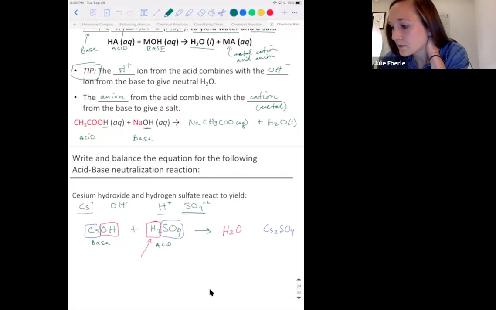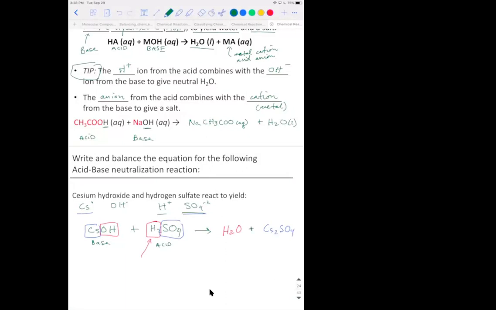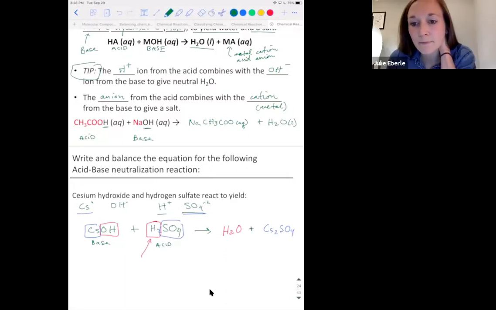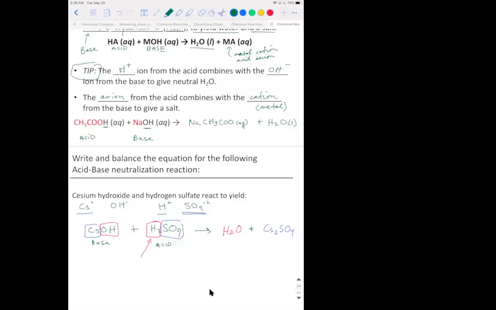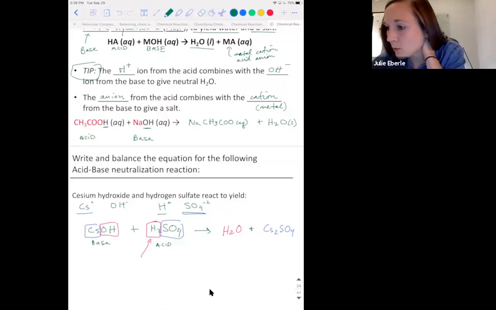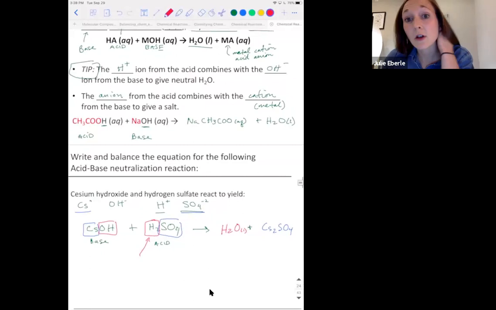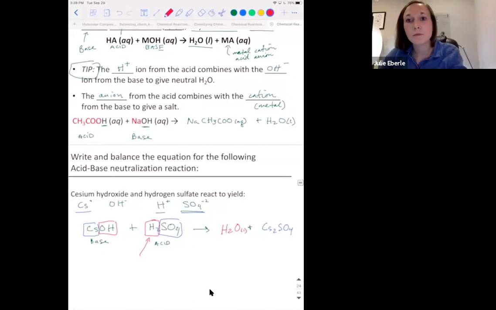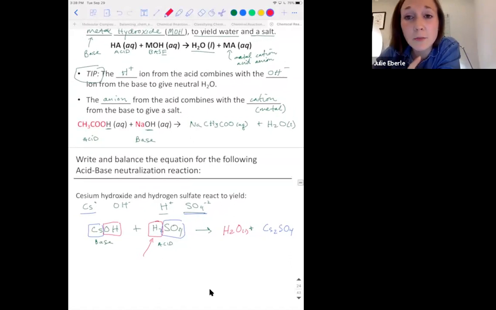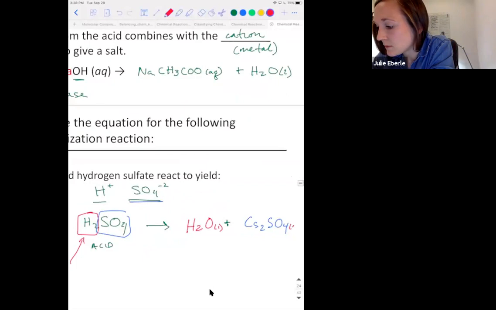Okay. Does it matter which compound we write first? No, it doesn't. You could write cesium sulfate first if you wanted to. So we know that water is a liquid, so we need to indicate that. And cesium sulfate, is it soluble or insoluble? Have to go look at your solubility rules. Sulfate's always soluble unless it's combined with barium, mercury, or lead. So we don't have barium, mercury, or lead, so it's aqueous here.